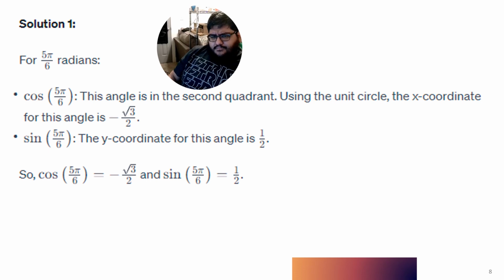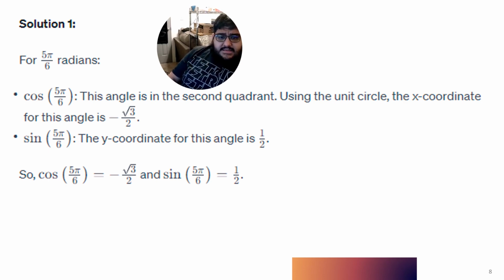So A is for all, which is going to be all positive. Students is going to be sine is going to be positive. T is going to be tangent is going to be positive. And then C is for calculus. That's going to be cosine is going to be positive.